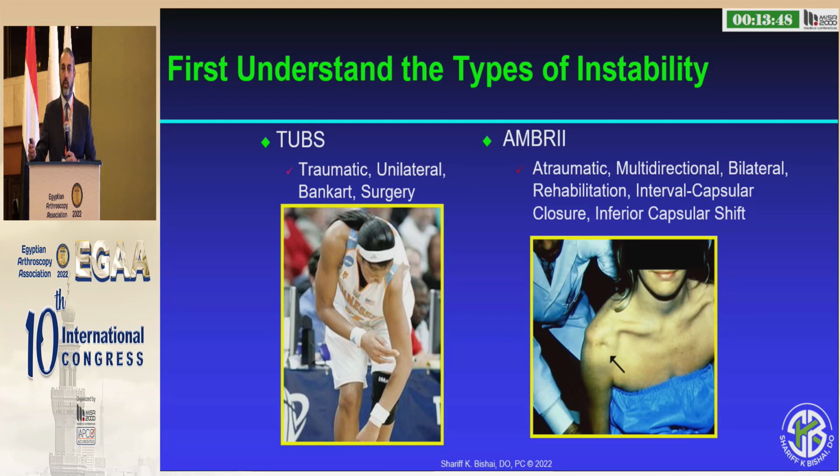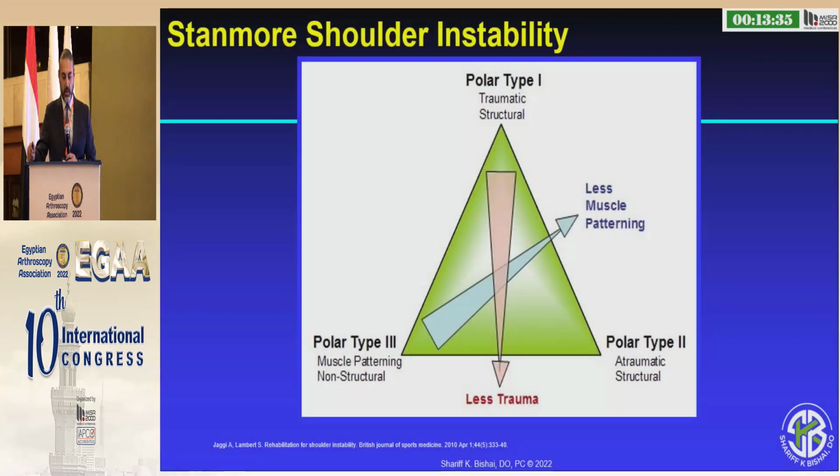When they're traumatic, these are the ones the Latarjets will do well, whereas when we get into things such as the atraumatic or the multidirectional instabilities, these tend to need a pancapsular plication, which is going to be helpful for those patients. So when we look at this shoulder instability pattern, we're looking at these type 1 traumatic structural ones.